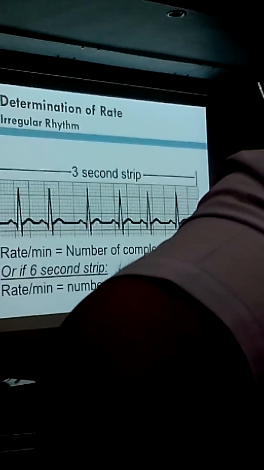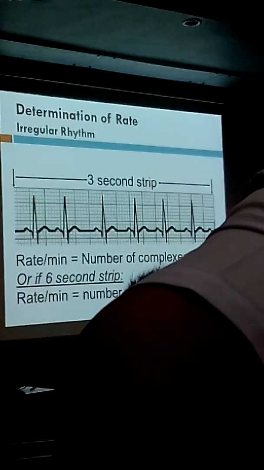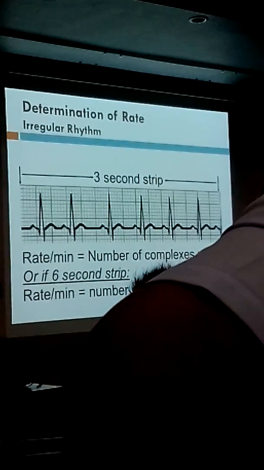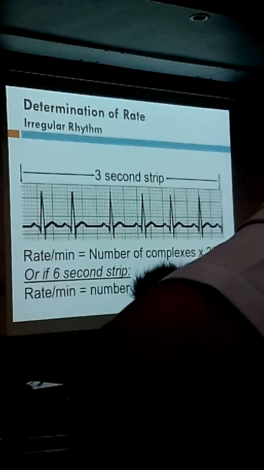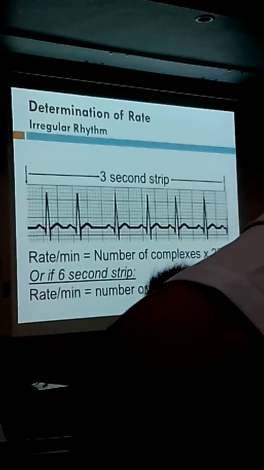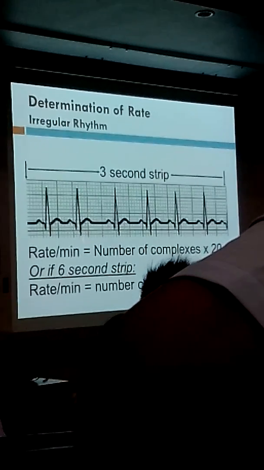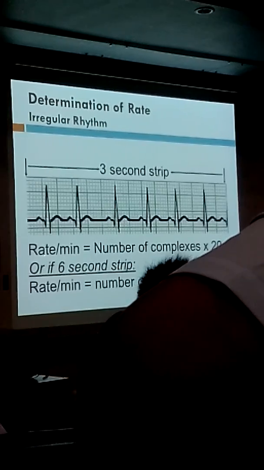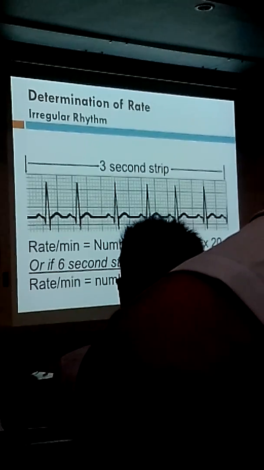If you happen to see a long strip of ECG, more often than not, if you just let the machine record for it, you do not do it manually, then you cannot have a 6-second strip. That is more accurate compared to this. But if you use the 3-second strip, the rate per minute is equal to the number of complexes times 20.